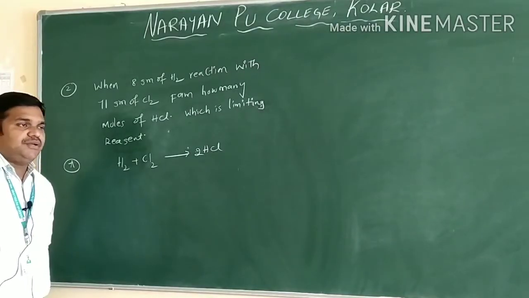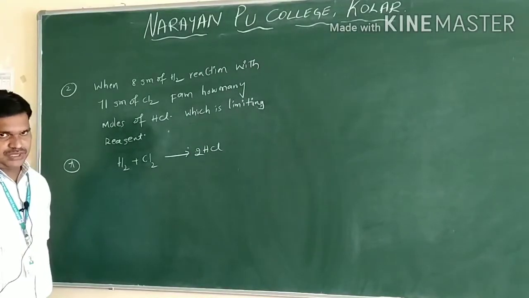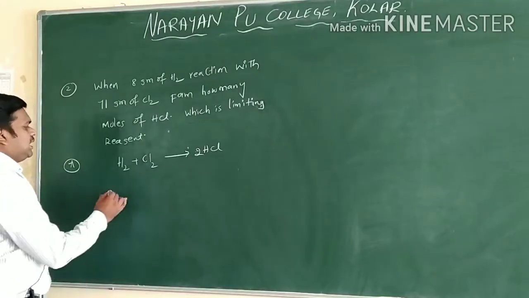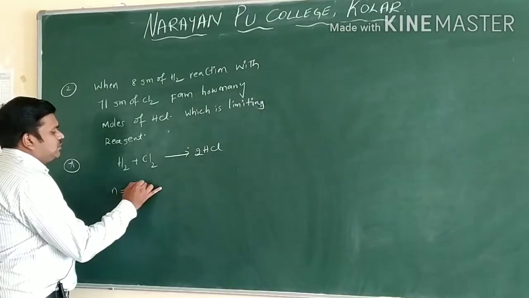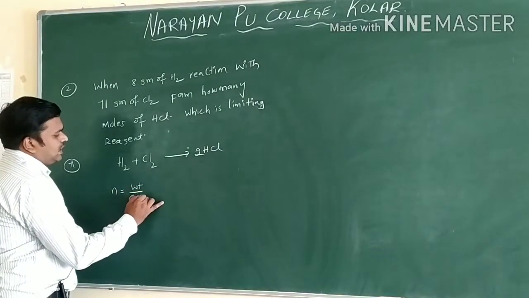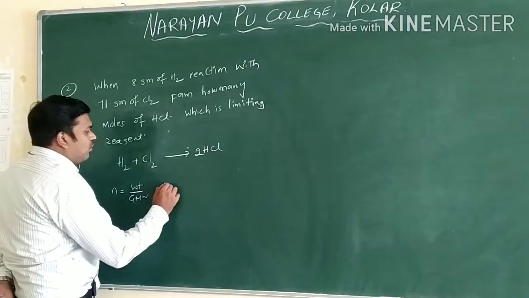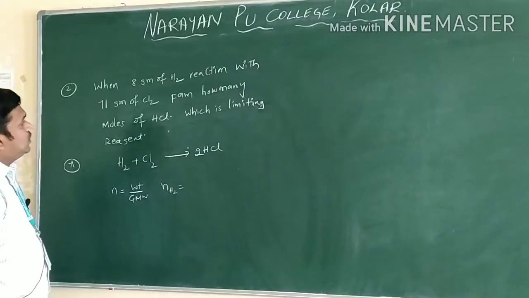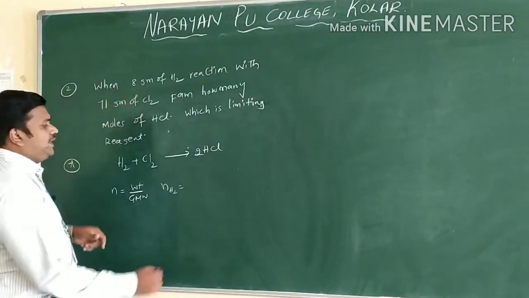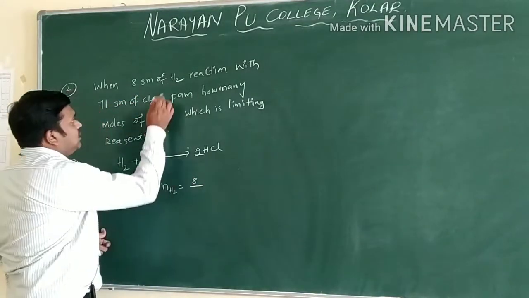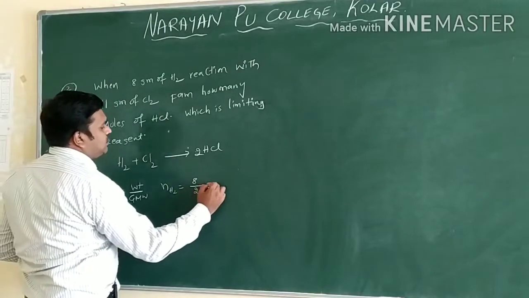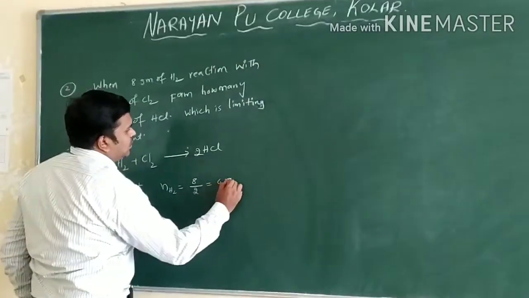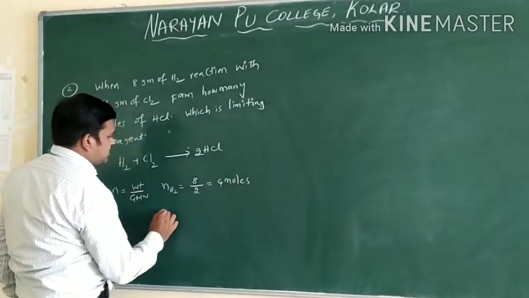If the grams are given, you can convert them into number of moles by using this formula: n is equal to weight by gram molecular weight. Now I am writing n of H2, the number of moles of H2. What is the weight of H2 given? 8, and H2 means 2 grams only. So how many moles will you get? You will get 4 moles.